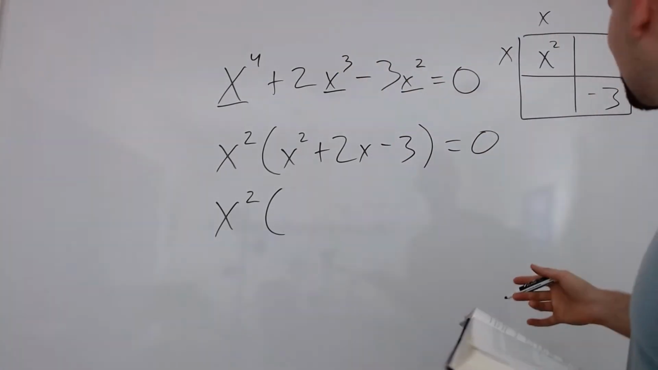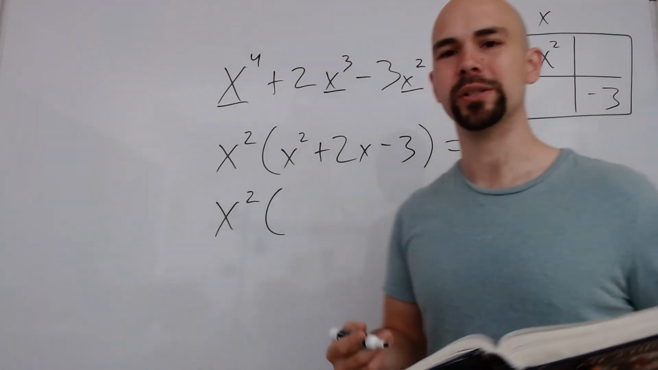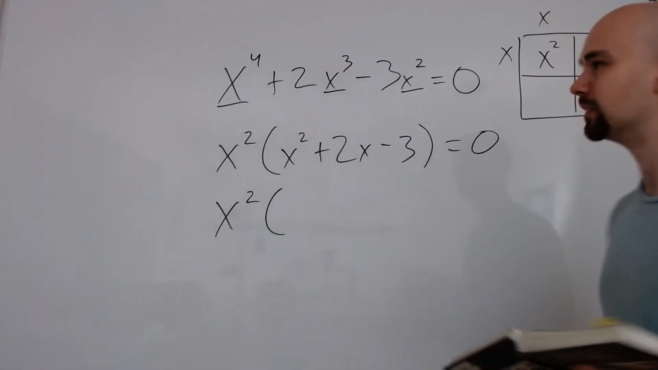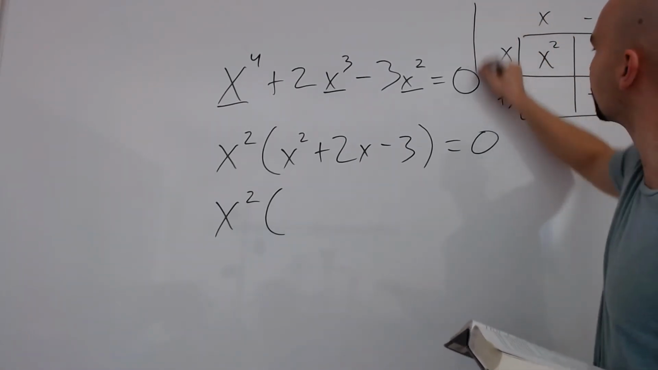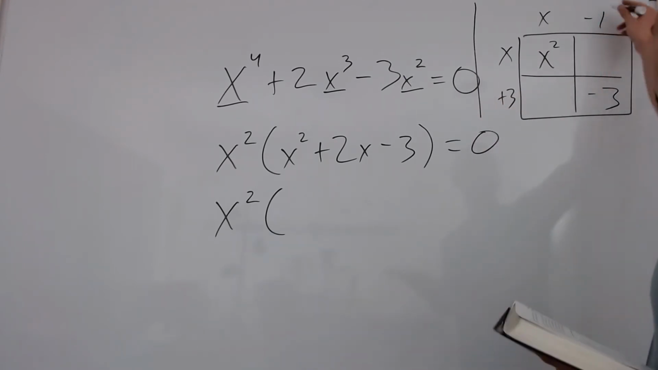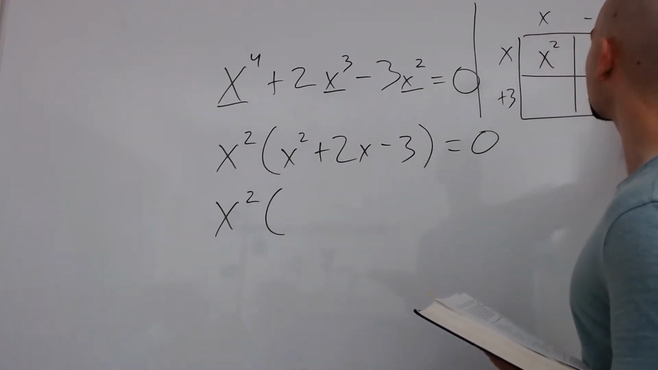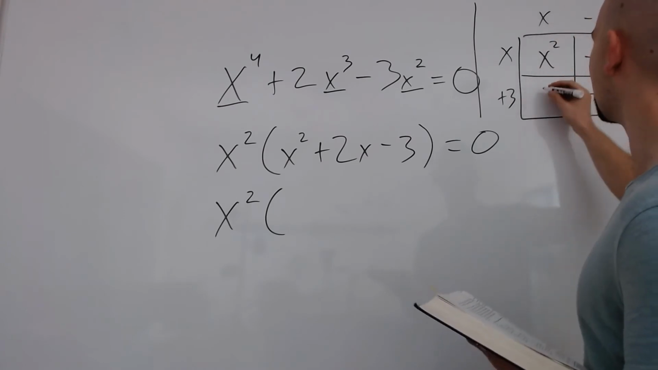So what are the only factors of -3? Just 1 and -3, or -1 and +3. So which one will it be? If added together it equals 2, it's going to be +3 and -1. And so now we can go ahead and do this. -1 times 3 is -3. -1 times x is -x, or -1x, however you want to do that. And then 3 times x is 3x.